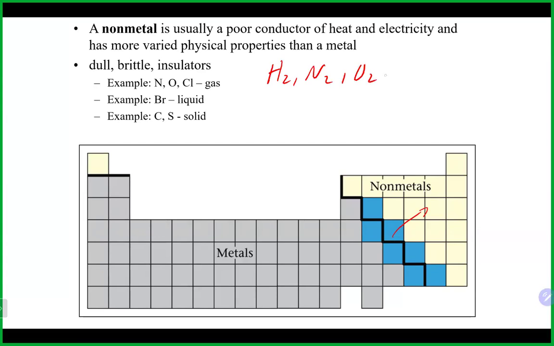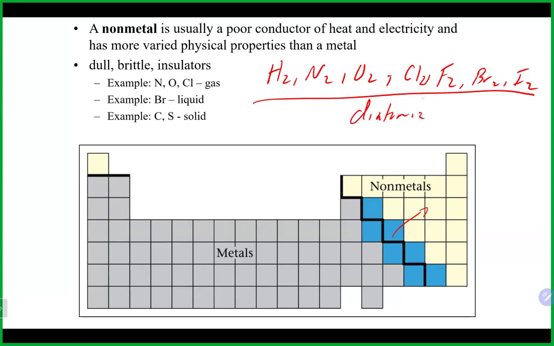Nitrogen, oxygen, fluorine, chlorine, bromine, and iodine. So these are all nonmetals. These, again, are those elements that come as diatomic molecules as well.